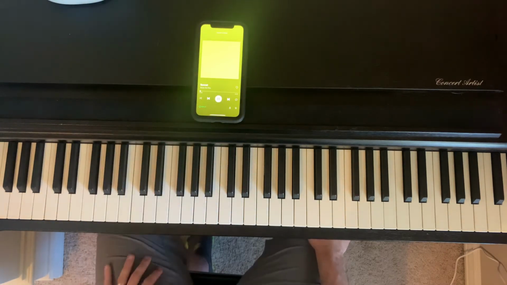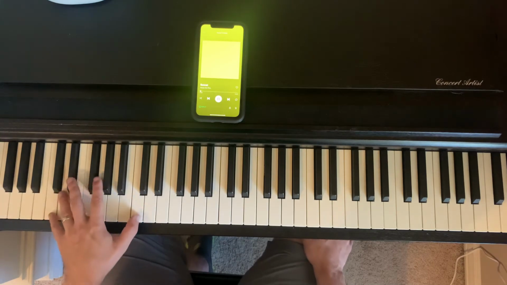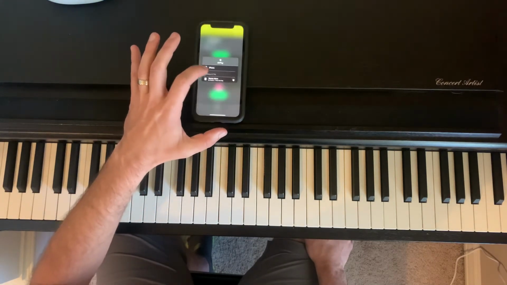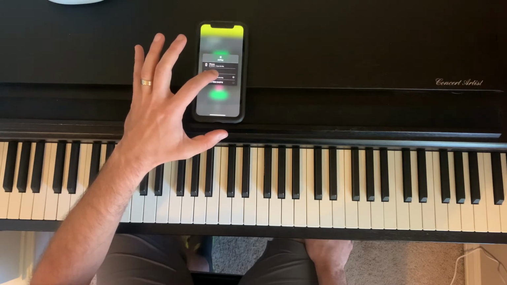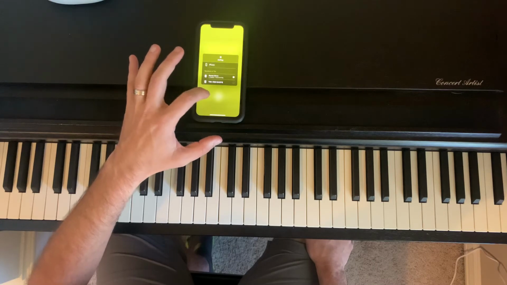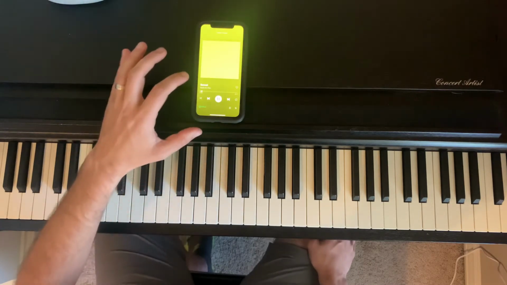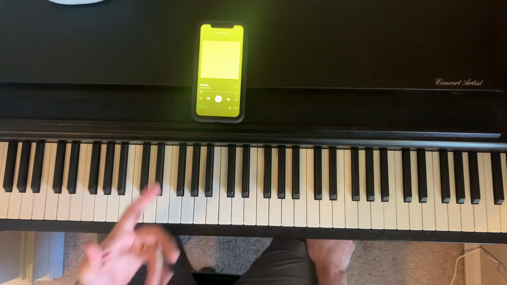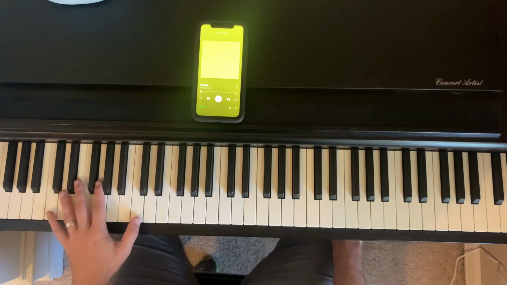So now this song. Oh, doesn't look like I'm. Okay, sorry about that. So we're gonna start. I think it's in the key of C now because we transposed.